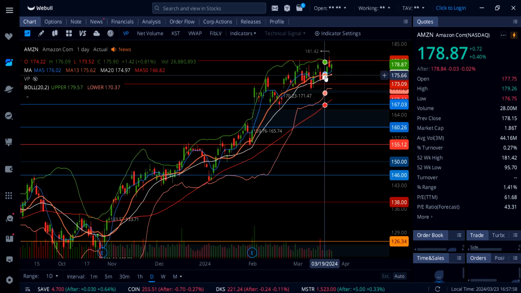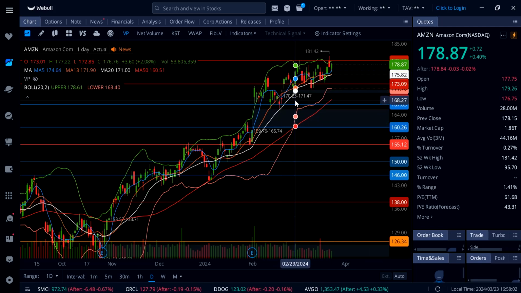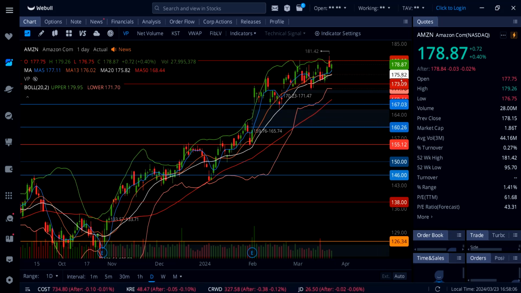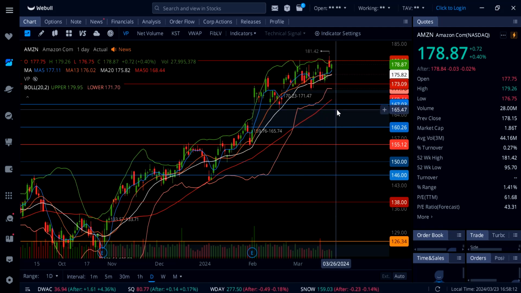Below that, you're going to see a flush down to 173, and then this gap 170.23. As long as Amazon can stay above, I would say, 175 to 177 right here, holding these moving averages, you're going to see a move back up to 180. And above 180, 182 to 185 possible here on Amazon.